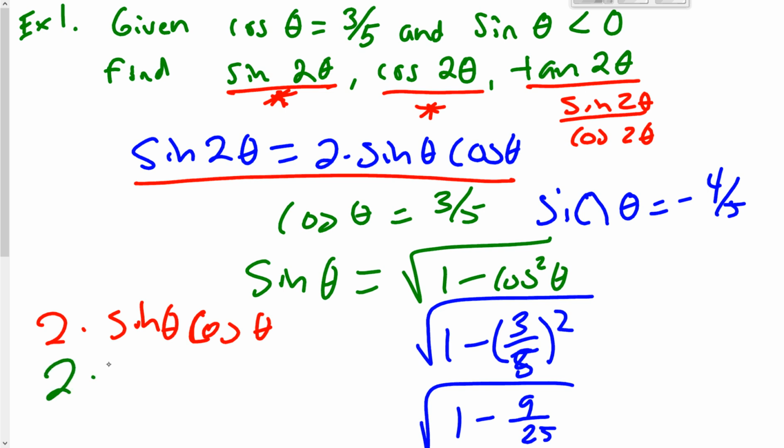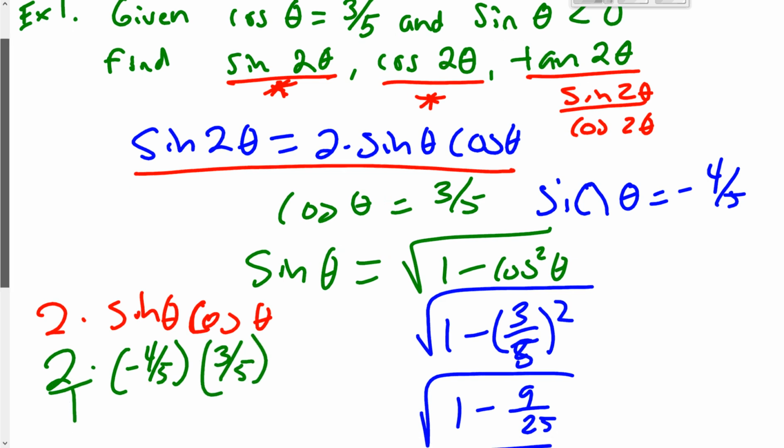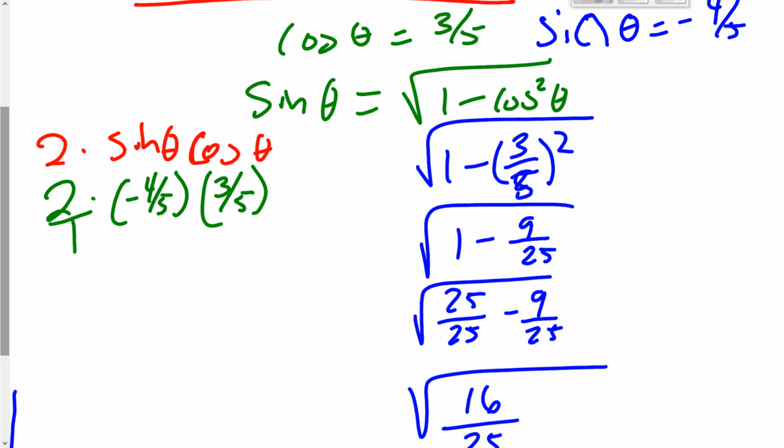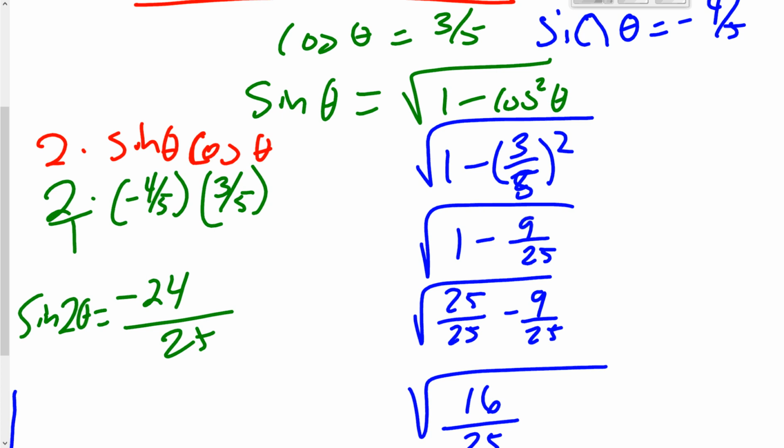So 2 times our sine, which is negative 4/5, times our cosine, which is 3/5. So this 2 is in the numerator, right? So we can multiply all our numerators. 2 times negative 4 is negative 8. Negative 8 times 3 is negative 24. And then 1 times 5 is 25. So then that means sine of 2 theta, or the double angle of sine, is negative 24/25.